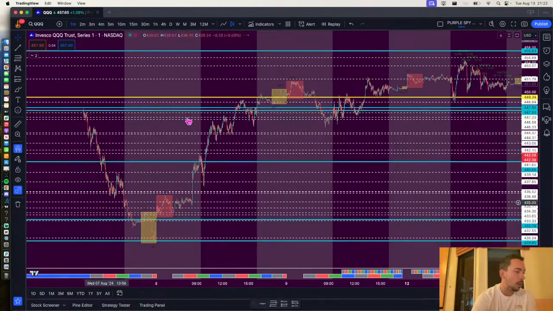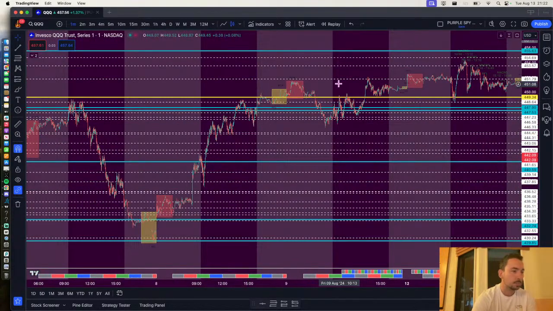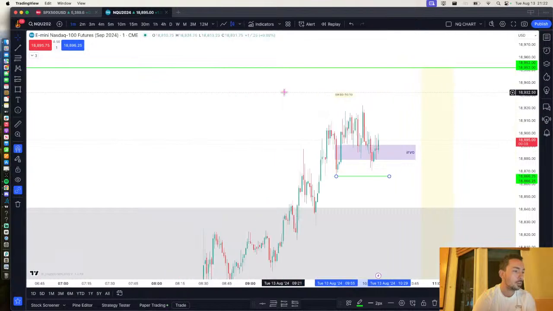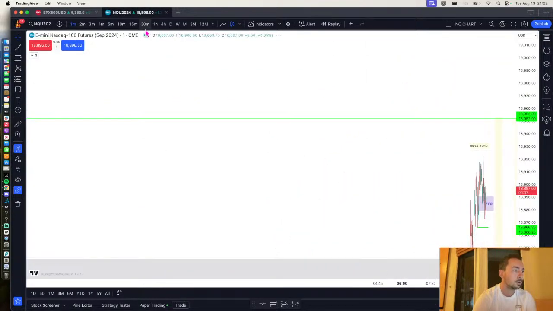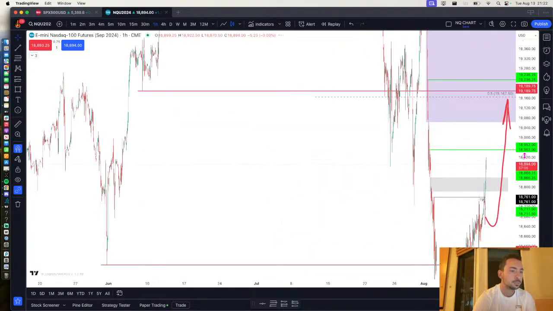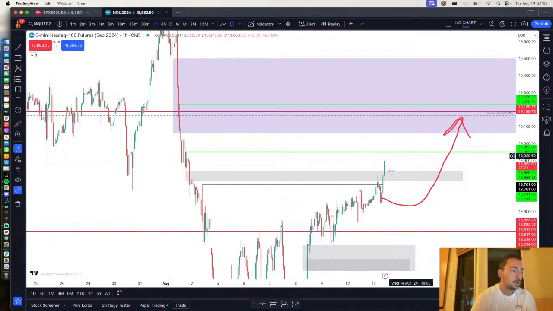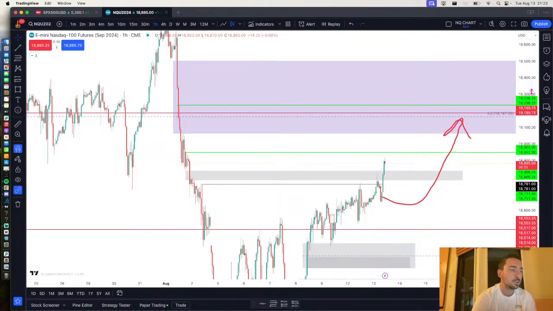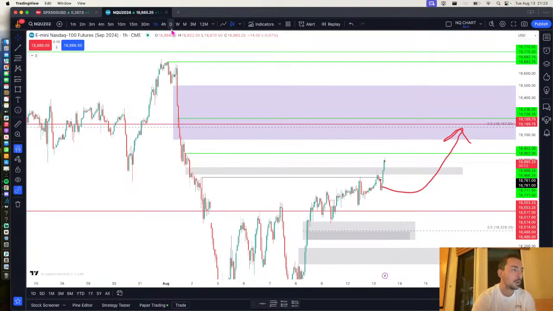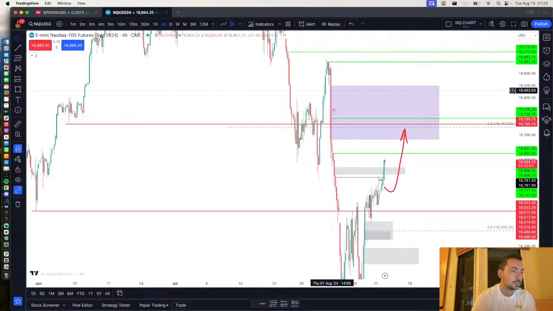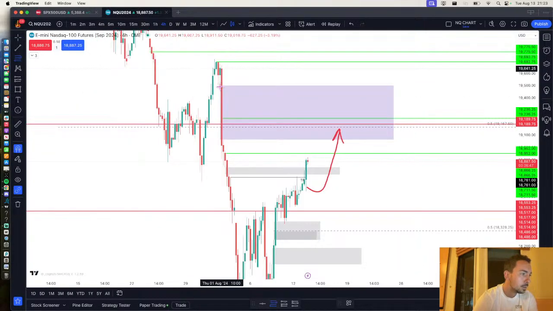I was adding all in this area because of all the equal highs that I saw on NQ. If we go over to the hourly chart, for example, I've been pointing this out for so long. We have these equal highs here, equal highs here, the 50% retracement. We have this unbalanced 4-hour fair value gap, as you can see right here, that I think at minimum we go to the 50% of.